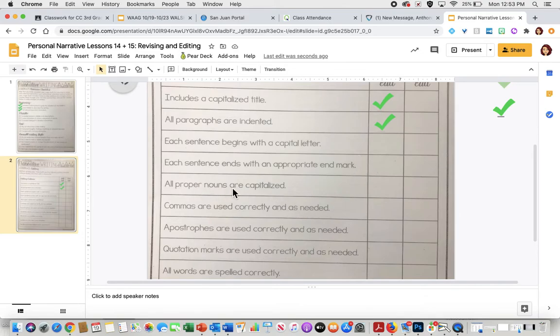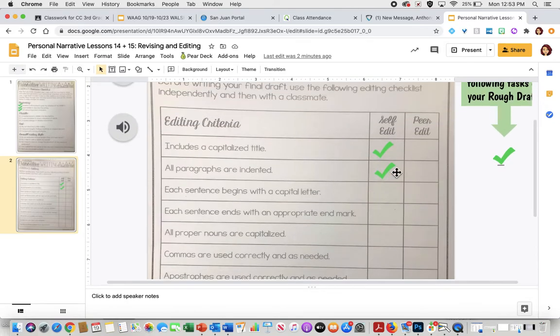And then finally, all proper nouns are capitalized. So anytime you list the specific name of a place or a person, that should be capitalized. Make sure, again, mom, dad, sister, those are common nouns, so you do not need to capitalize those. And make sure you do capitalize your pronoun I. So anytime you say, I went to blah, blah, blah, the I needs to be capitalized. You guys do know that. That's something that you've been taught since first grade, so please do keep that in mind. I'll go ahead and leave this check mark here for right now.